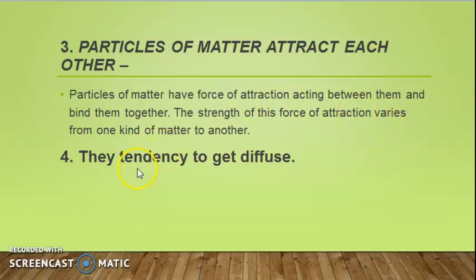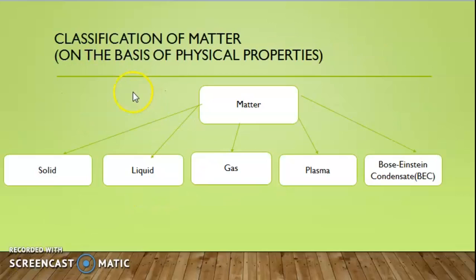Let's see the fourth property of matter: they have a tendency to diffuse, meaning particles of matter get easily mixed with each other. We already understood this: when we dissolve sugar particles in water, they easily mix, meaning solid particles get mixed with liquid particles. So by this we can prove that particles of matter easily diffuse, or intermix, with each other. Now let's start the classification of matter.